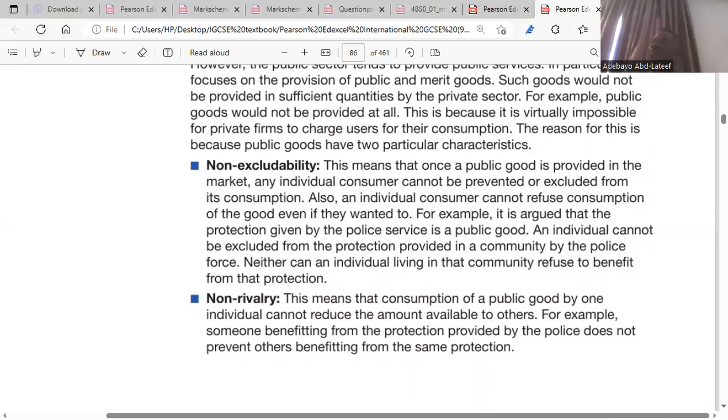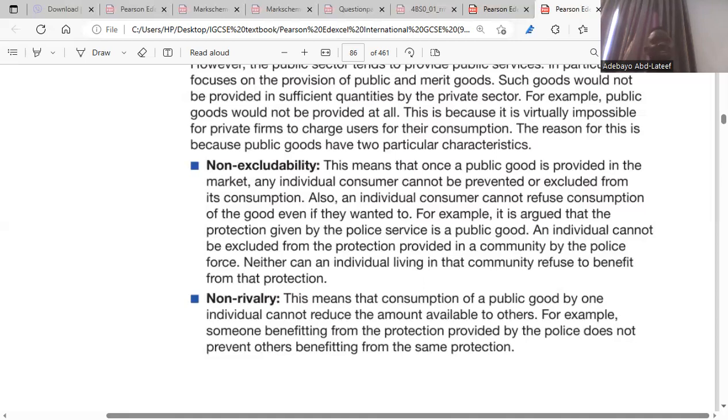And for non-rivalry, it means your consumption cannot reduce my consumption. It's different from non-excludable. Non-excludable means your consumption cannot stop my consumption. But for non-rivalry, it means your consumption does not reduce my consumption. Do you get the difference between non-excludability and non-rivalry? For example, like the roads and anything that the government provides. It's non-excludable and non-rivalry. Everyone can have it.